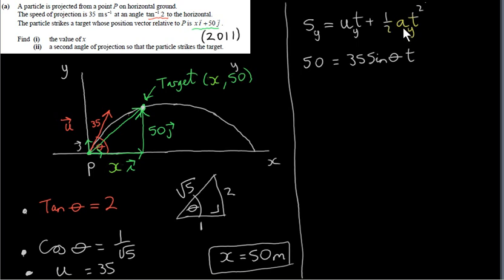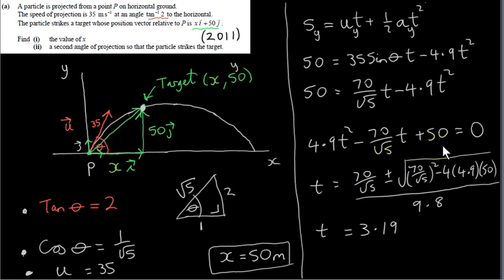The acceleration of the particle in the y direction is constant. That's why we can use this formula, and it's equal to minus 9.8. So we have plus a half times minus 9.8, that's minus 4.9. We know that the sine of theta is opposite over hypotenuse, 2 over root 5. So 2 over root 5 times 35 is 70 over root 5. So we want to find the time taken for the particle to hit the target. Once we have that time worked out, we can then get x.